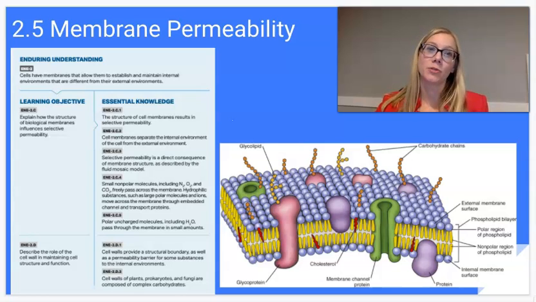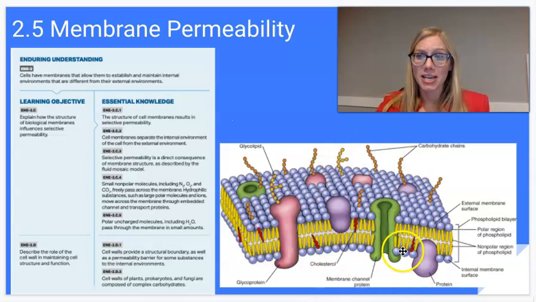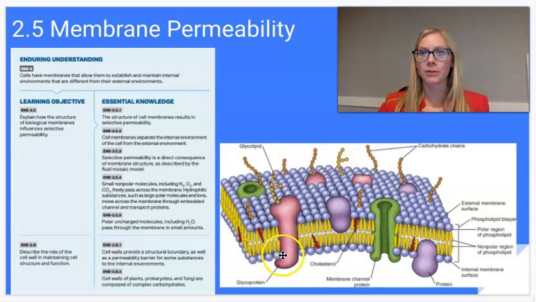Today we're going to talk about 2.5, which has to do with the cell membrane and its permeability. So last time we were together, we were talking about the cell membrane and how it was a fluid mosaic. We talked about it being fluid because it's made of these phospholipids, right? And they have a polar head and a hydrophobic tail on them.